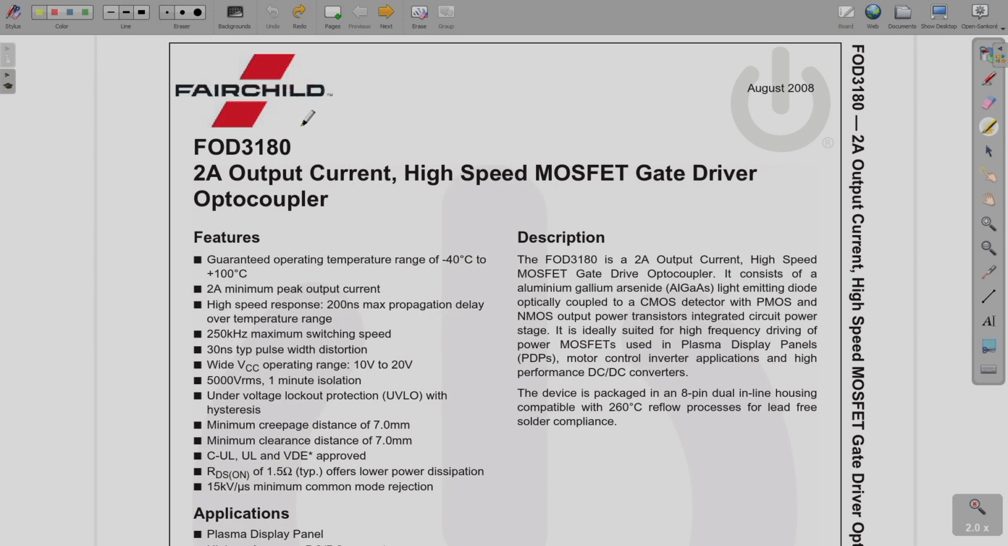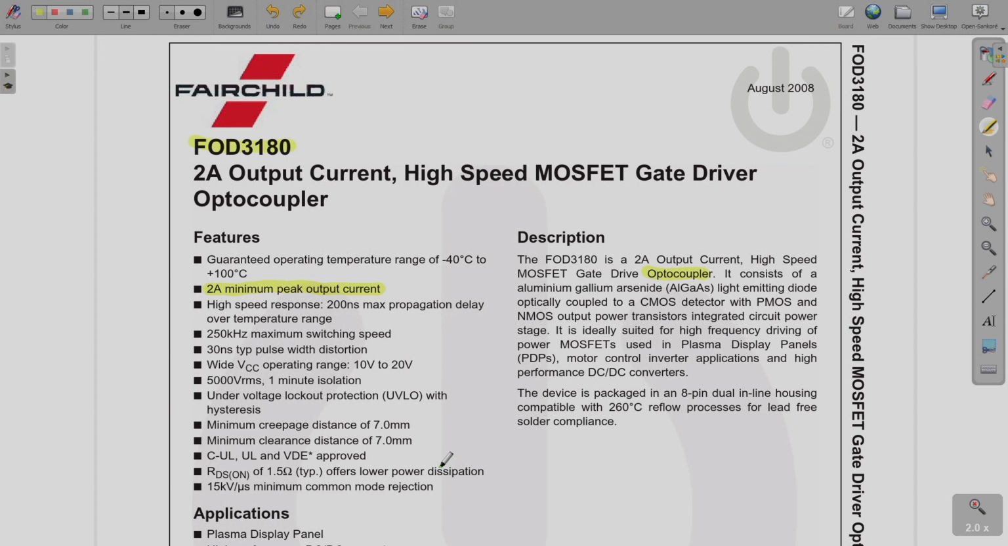So, I have chosen to show you this Fairchild Semiconductor driver, the FOD3180. This is an optocoupler based gate driver, as you can see it is written. And what is the peak output current? It is 2 ampere, the minimum peak output current. I had told you that output current is the specification that you should be seeing. So, the gate current it can provide is maximum up to 2 ampere.